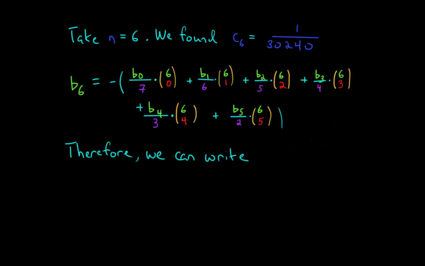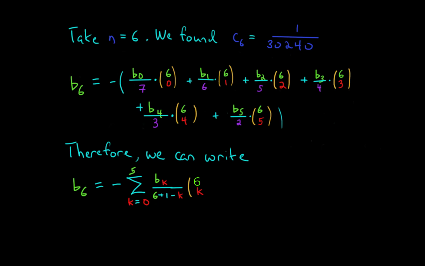Therefore, we can write b sub 6 in a more concise way as the negative of the sum indexed from k equals 0 to 5 of b sub k over 6 plus 1 minus k times 6 choose k.